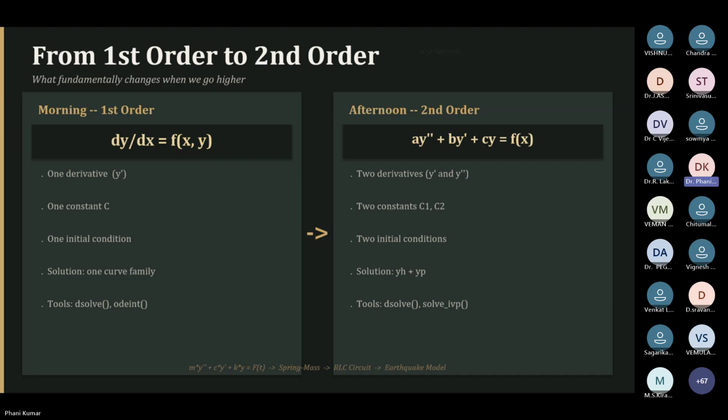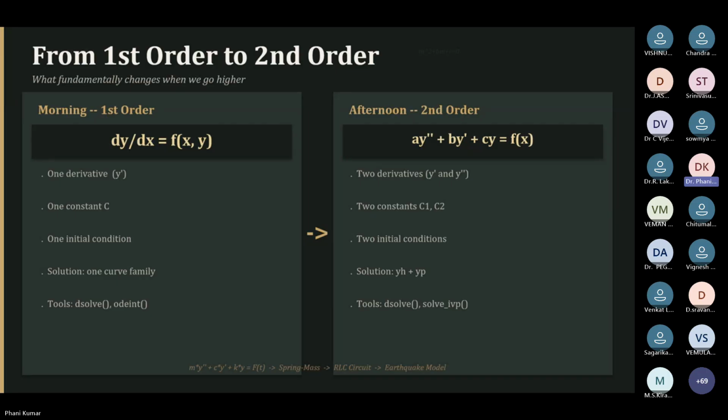This is the most important, because we already observed in the morning session dy by dx is equal to f of x, y. Here we are observing one derivative, y dash, and one arbitrary constant in the solution. We also have initial conditions, solutions, and the solution curve, and we can use tools like dsolve or ODE.